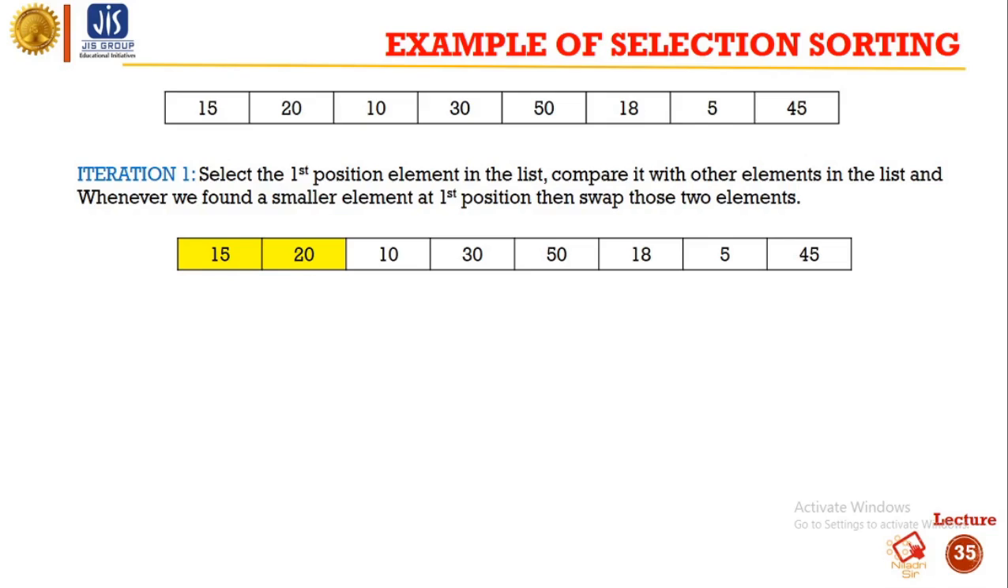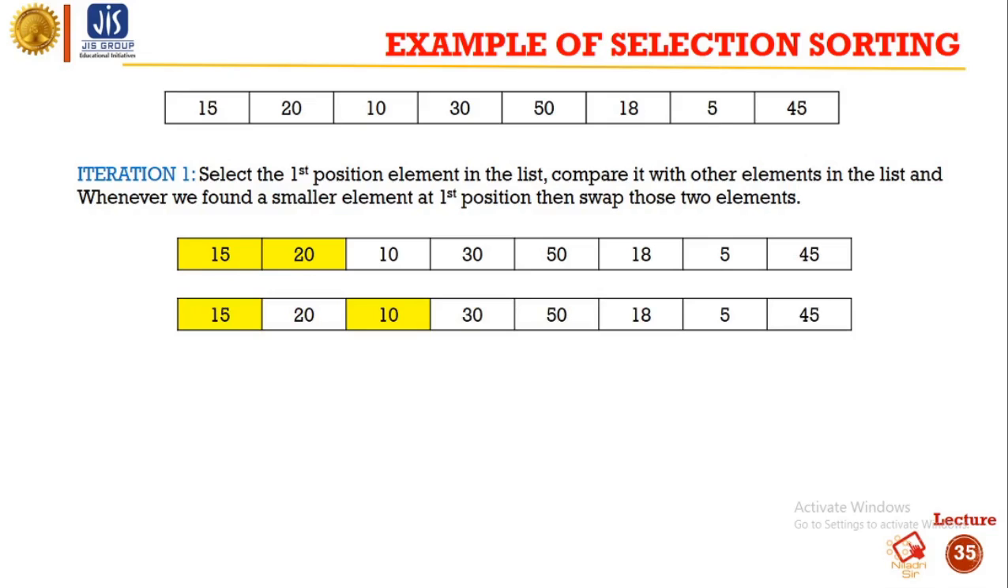Okay, and we will do it until we find a smaller element than the element in the first position. So we will now search for an element which is smaller than 15. First, 15 will be compared with 20. As 20 is greater than 15, there will be no change. Next, 15 will be compared with 10, and as you can see, 10 is smaller than 15. So there will be a swap.